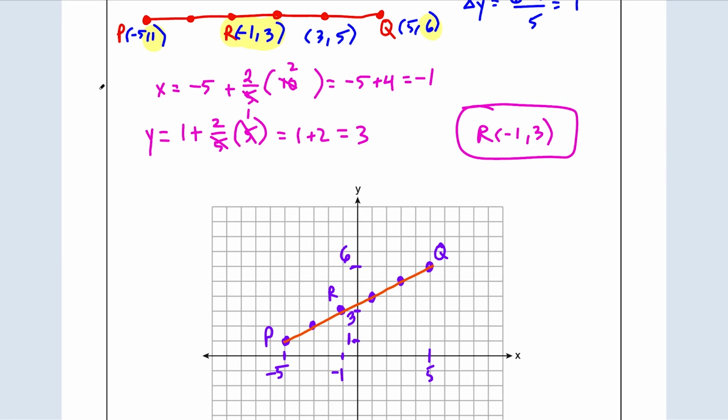Now, I'm going to use the graph here just to see how reasonable our answer is. If we plot all of these points that we had before, we could see here that R, located at negative 1, 3, does break this line segment up in such a way that the ratio of PR to RQ is 2 to 3.